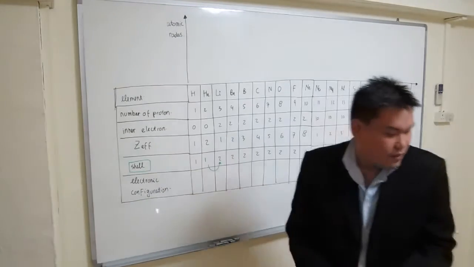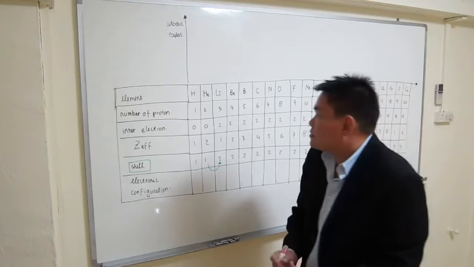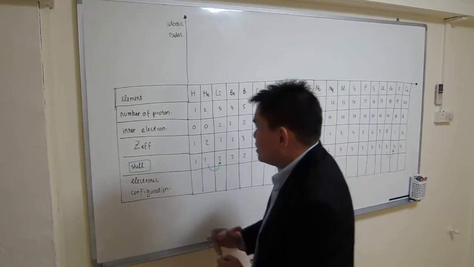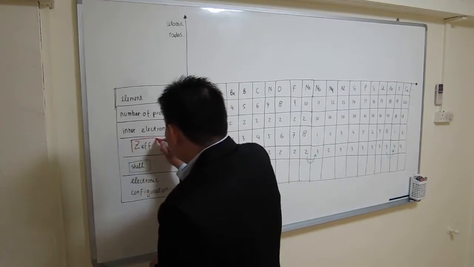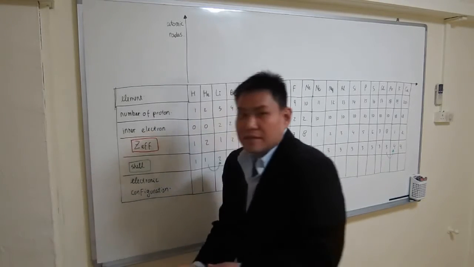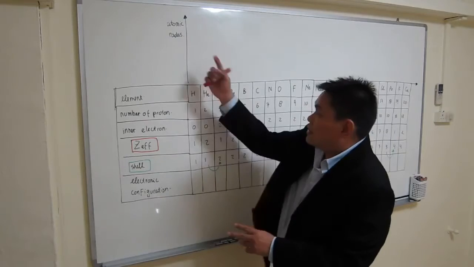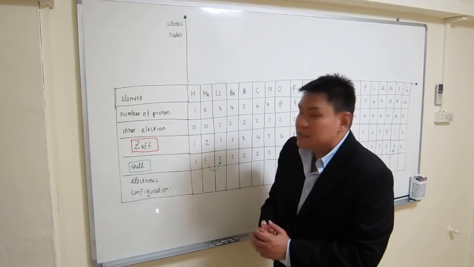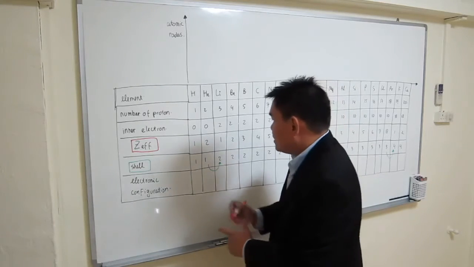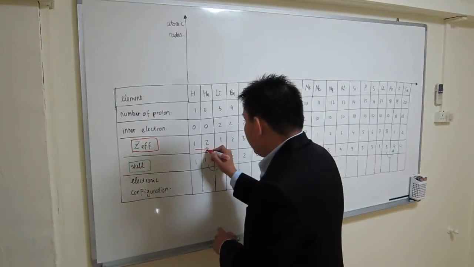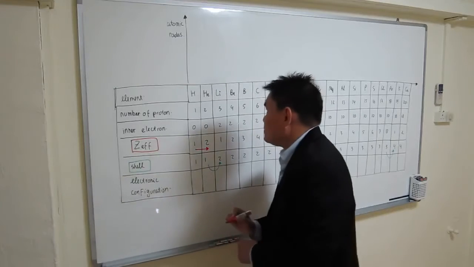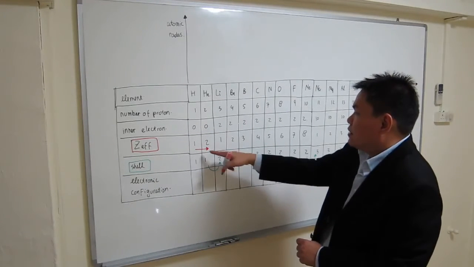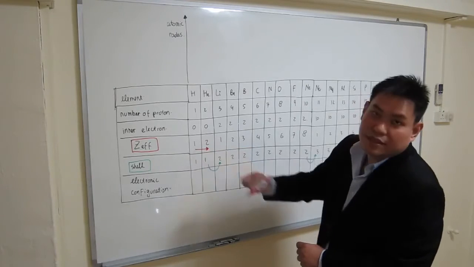Another one is the effective nuclear charge. Effective nuclear charge also affects the atomic radius. The higher the effective nuclear charge, the smaller it is. So if you compare hydrogen and helium, helium will be slightly smaller than hydrogen.